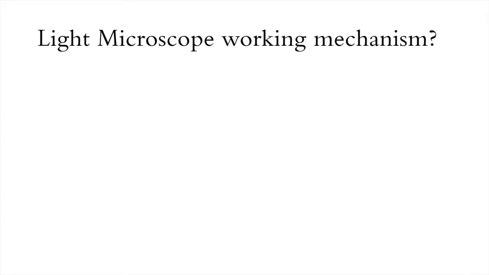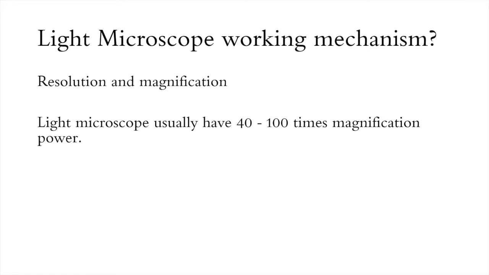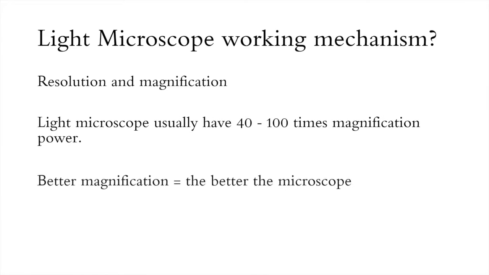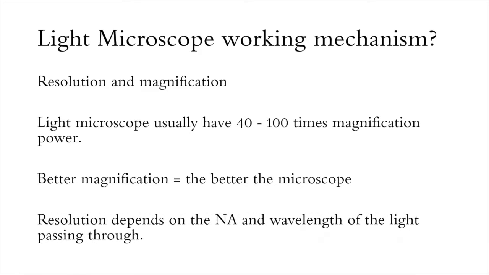There are two features in a microscope we need to consider: the resolution and magnification. The light microscope magnification is a measure of how much a microscope can magnify an object. Light microscope usually has 40 to 100 times magnification power. The resolution power of a light microscope is the ability to distinguish between 2 points in a specimen. This depends on the numerical aperture of the objective lens and the wavelength of light passing through.